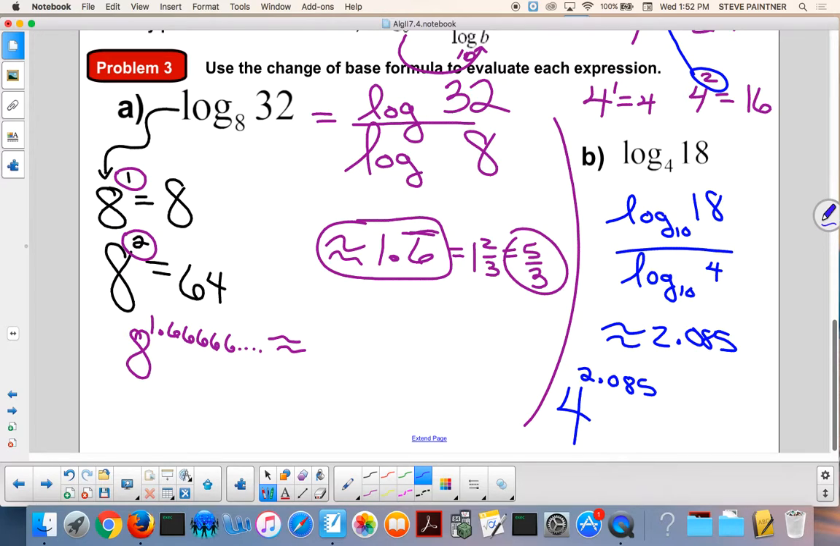Because who's really checking? Did you really do that in your head? 4 to the 2.085? No. Who did it? That calculator did it. The calculator's doing it for you. It doesn't take long to type it in.